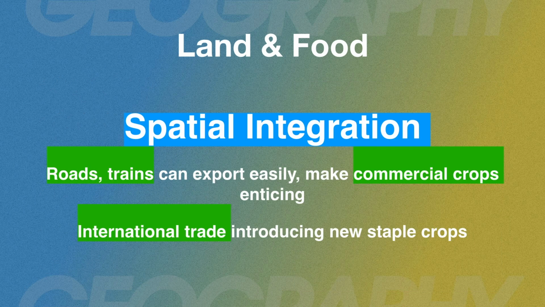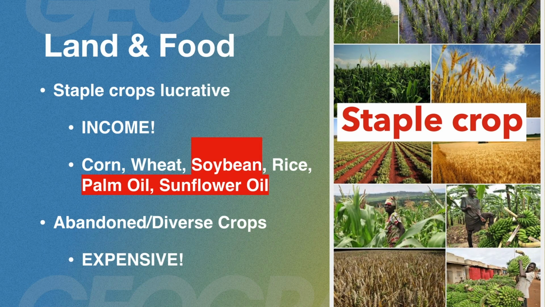Spatial integration, that's the use of roads, trains, any sort of transportation that can move exports really easily, making commercial crops enticing for farmers. And international trade has helped to introduce new staple crops. Those staple crops are highly lucrative for farmers because it's all about income. Those include corn, wheat, soybean, rice, palm oil, and sunflower oil, things in high demand for energy and food. And unfortunately, we're abandoning some of the more diverse crops we should be consuming because they're becoming more expensive.